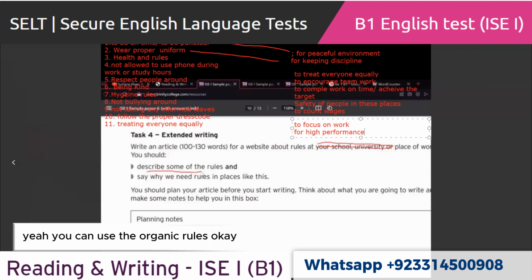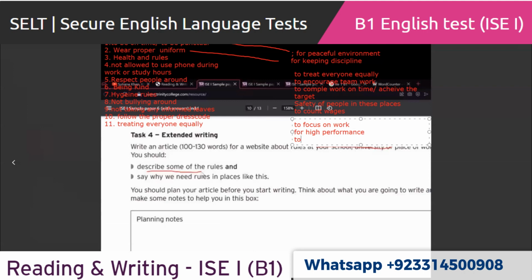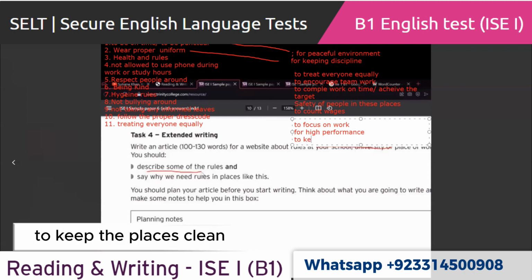You can use hygienic rules. Yeah, that's fine, for keeping the places clean, right? Yeah, let's write that in here. To keep the places clean.